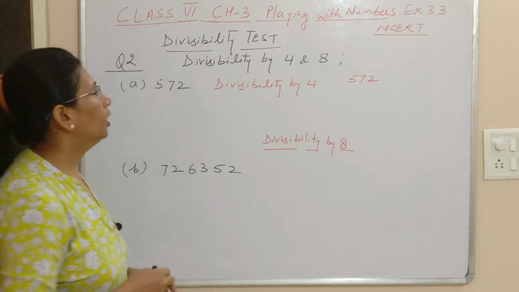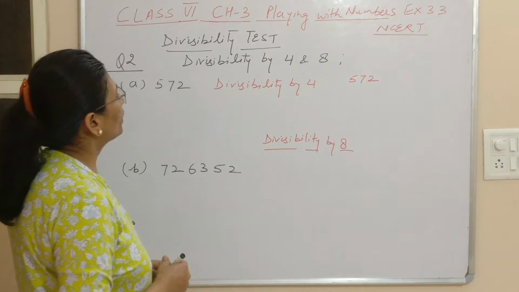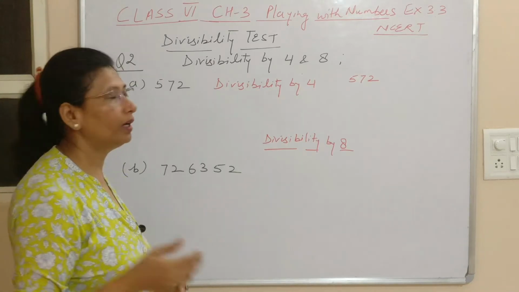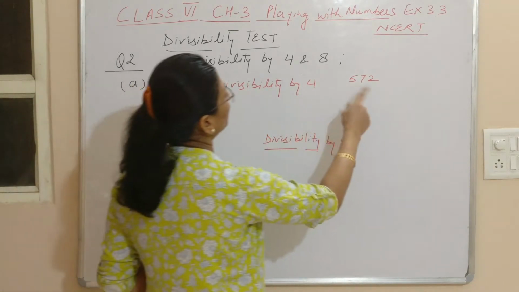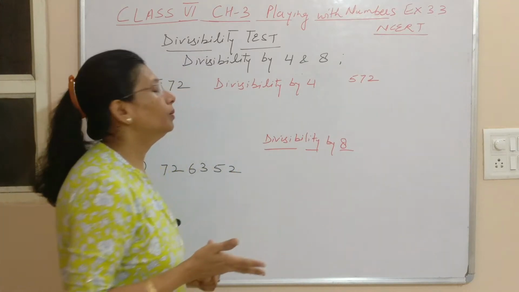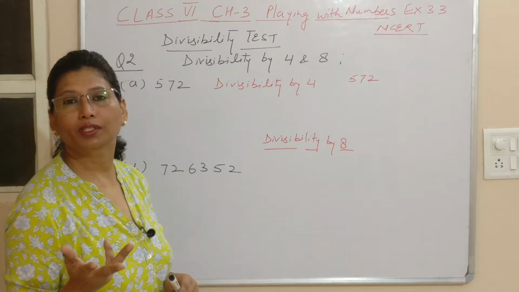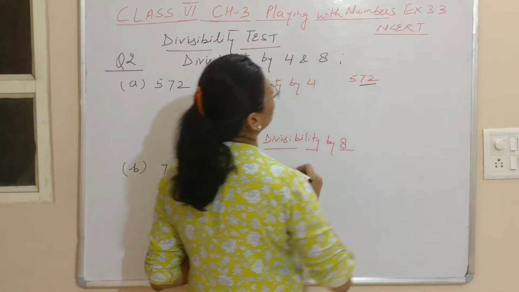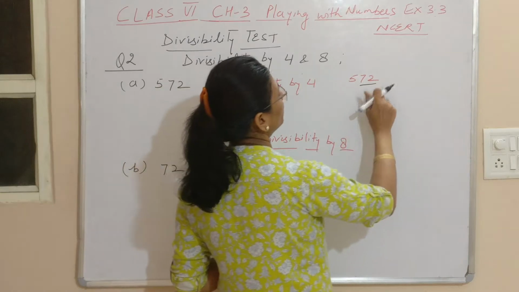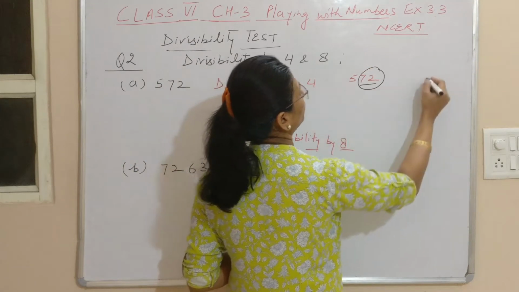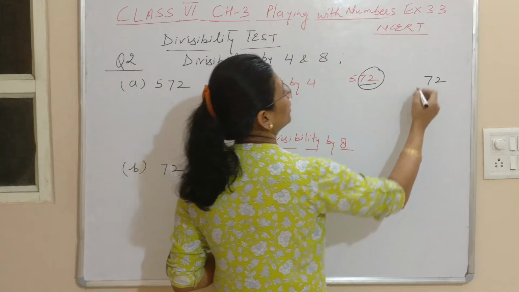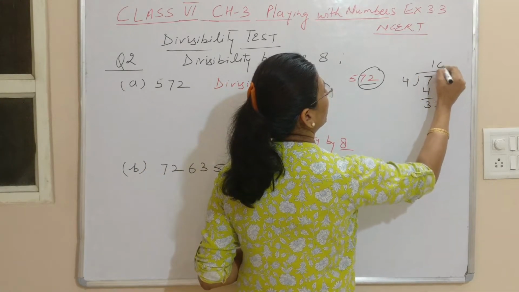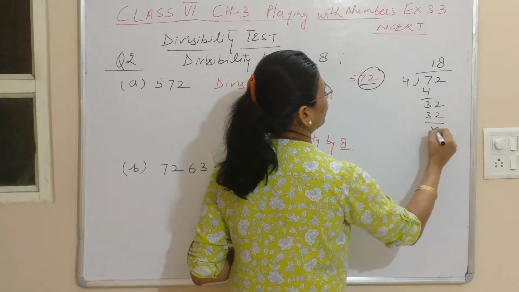Here in the first part we have to test whether this number is divisible by 4 or whether it is divisible by 8. First of all, we'll recall the divisibility test for 4. How do we check whether a number is divisible by 4? We take the last 2-digit number, the number formed by the last two places, and test whether it is divisible by 4. You can see that this number is completely divisible by 4.